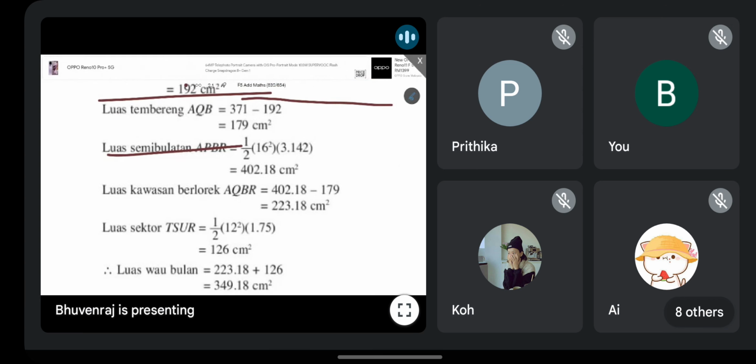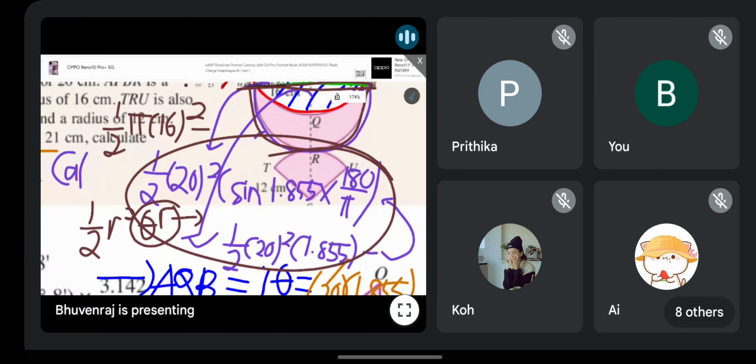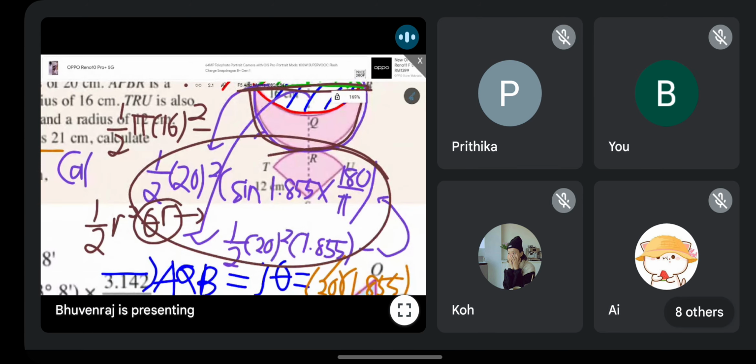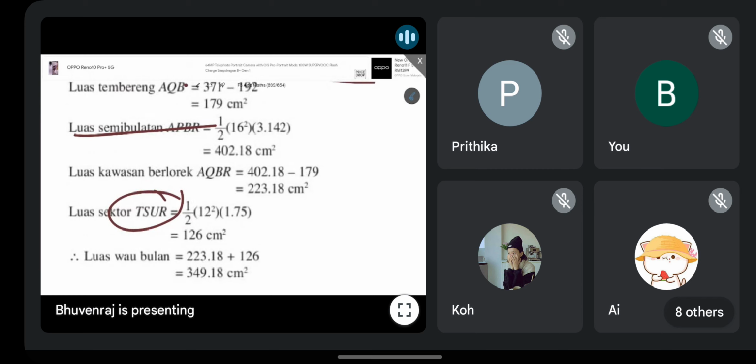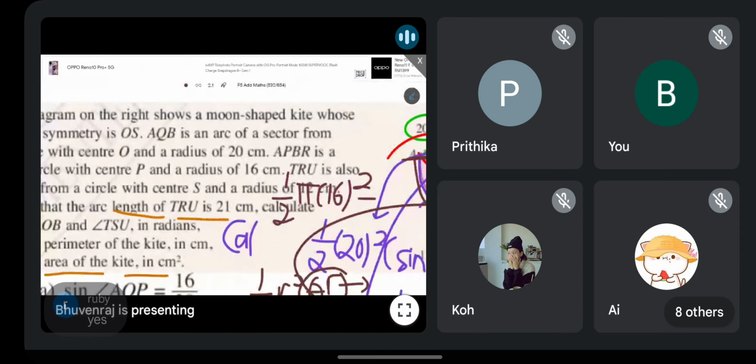Okay, one more thing guys, I forgot to tell. You must find the TSUR also, which is a sector. Because TSUR is also part of the area of the shaded region, luas kawasan berlorek. So you must use plus half r square theta. So you can see over here, you find TSUR, you must tambah its luas also. Okay guys, so can you all understand the first Kbat question? Boleh faham? Clear? I feel like the explanation was quite long.